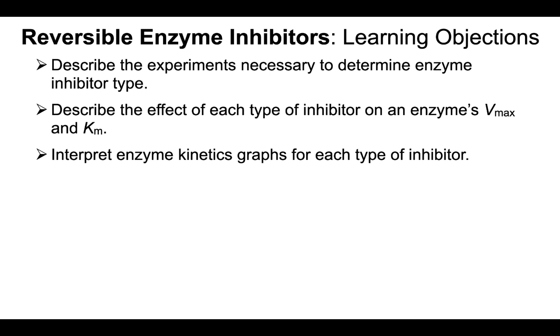So again, that brings us to our learning objectives. Make sure you can describe the experiments necessary to determine what type of inhibitor you're looking at. Make sure you can describe the effect of each type of inhibitor on an enzyme's Vmax and Km, and be sure to interpret enzyme kinetics graphs for each type of inhibitor.